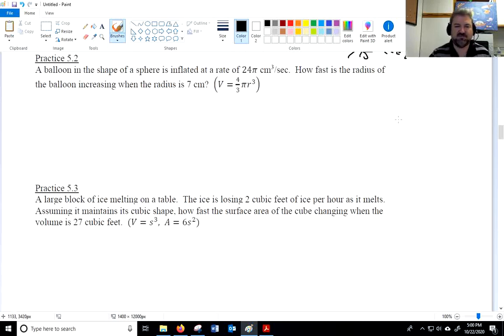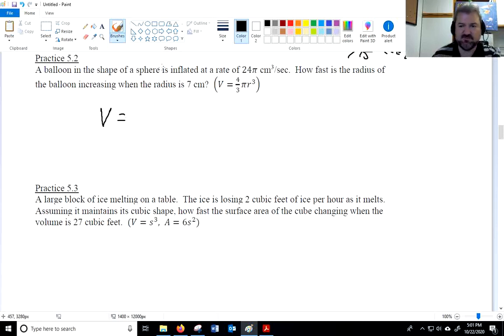A balloon in the shape of a sphere is inflated at a rate of 24 pi cubic centimeters per second. How fast is the radius of the balloon increasing when the radius is 7 centimeters? Pause the video and give it a try. All right, here we go. A balloon in the shape of a sphere is inflated, so it's increasing with this rate of change in volume. How fast is the radius?